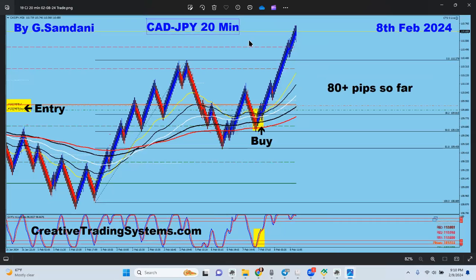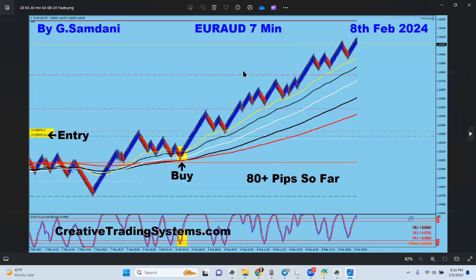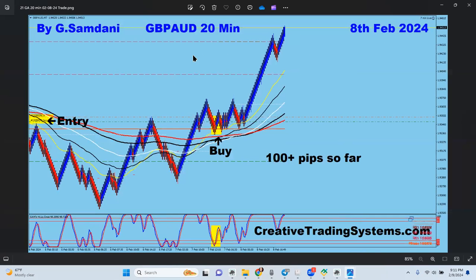And this one here, CADJPY, is taken by the EA, and it is for 80 pip from the 20-minute chart. Then you see EURUSD, and this is from the 7-minute chart. Buy orders right there for 80 pip on the 8th. And on the 8th, GBPAUD as well. Aussie was getting weaker, so GBPAUD and EURAUD both went up. I mentioned that in my webinar over the weekend, that they're going to go up on Wednesday, actually. And yes, they did. So this is for 100 pip here. Buy orders right there. SL moved to break even plus, and 100 pip here.